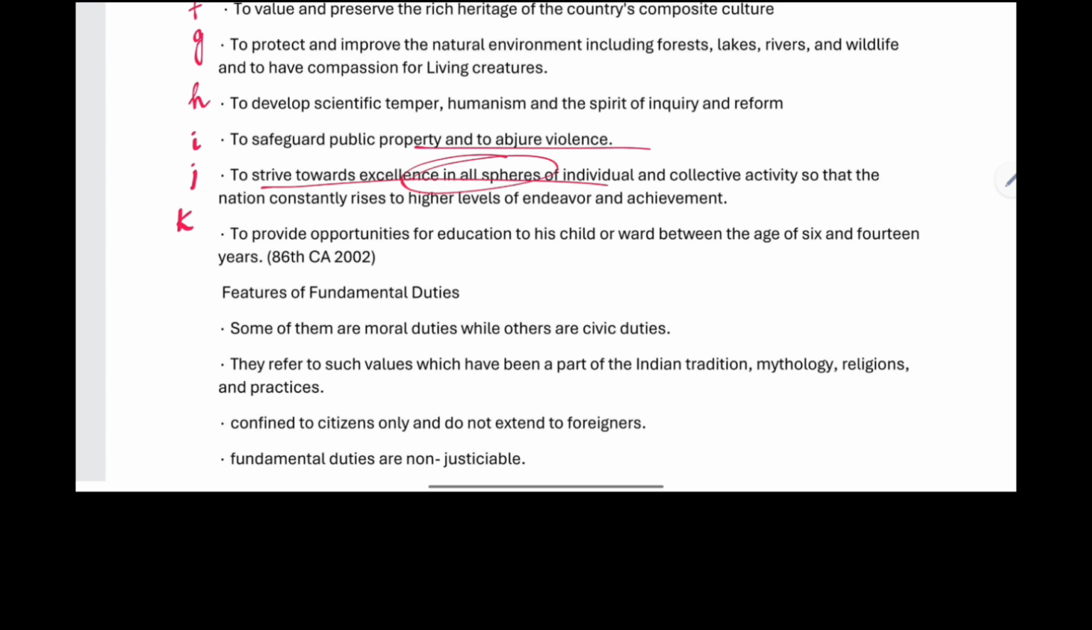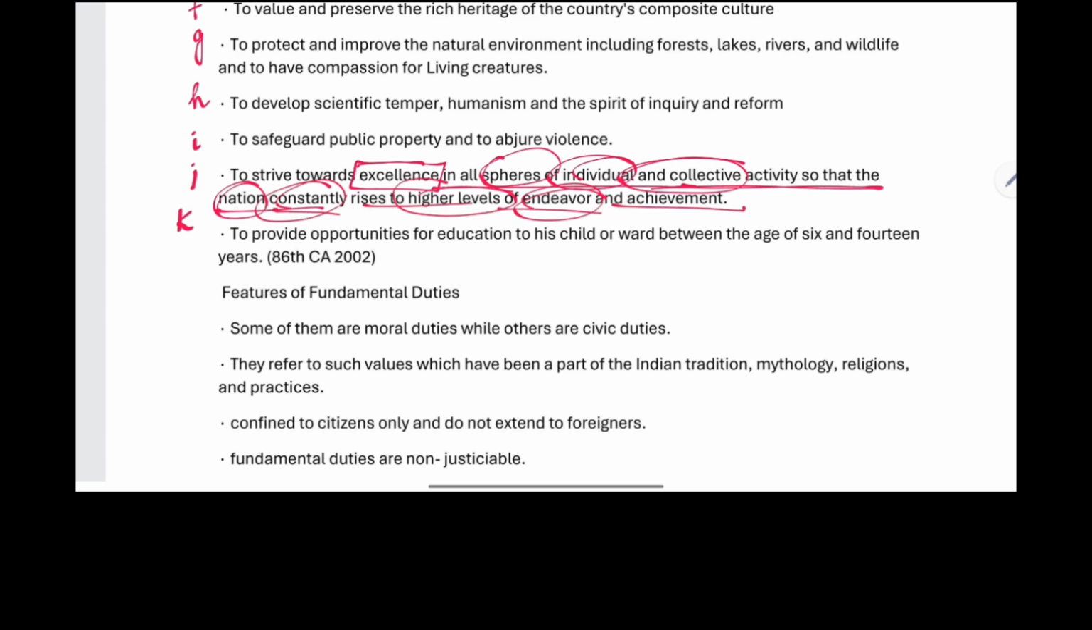Then for excellence, we need education. To strive towards excellence in all the spheres of individual and collective activity, so that the nation constantly rises to a higher level of endeavor and achievement. To provide opportunities for education to one's child or ward between the age of 6 to 14 years.